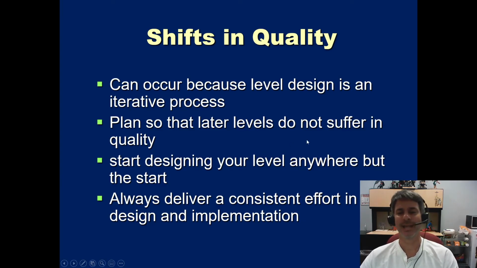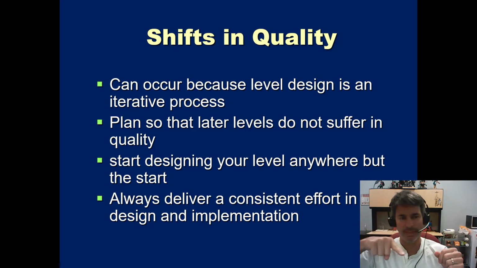So start designing your level anywhere but the start. Meaning, don't work on levels 1, 2, and 3 right away. What if we have 40 levels in a game? Just pick randomly some levels where you're going to begin. Maybe I'll start with level 9, and then I'll move to 18, and then 23 and 36, and you'll make all these different levels, and that way, the quality will be dispersed throughout the game, and it will just look up and down.